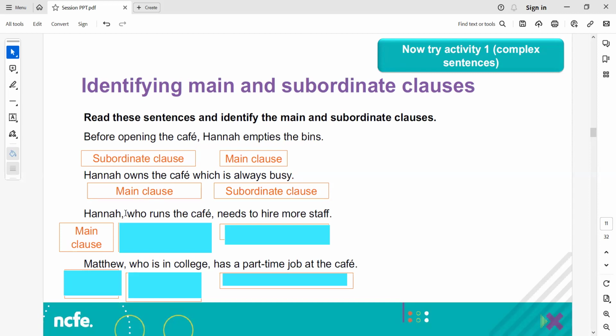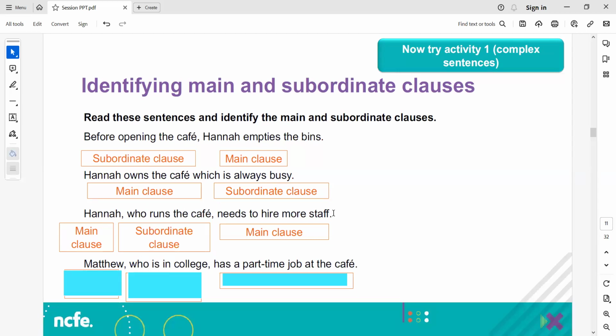So if we've split the main clause, that's a big clue for us that this is not the rest of the main clause. So "Hannah needs to hire more staff" is our main clause. Those commas indicate to us that it's been split, which means this bit in the middle is our subordinate clause. So Hannah needs to hire more staff.